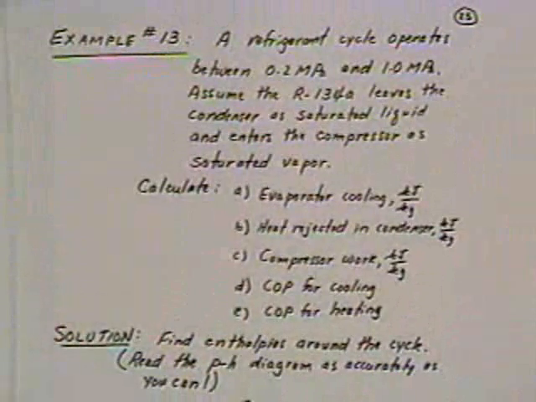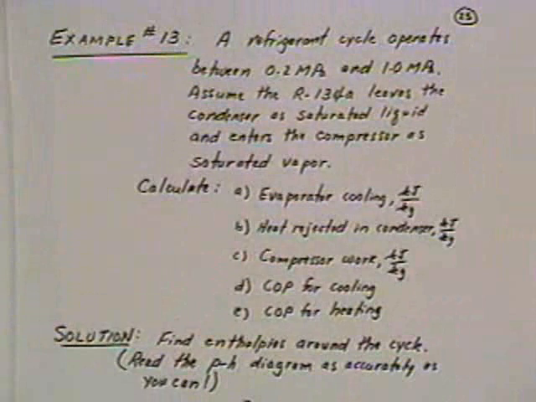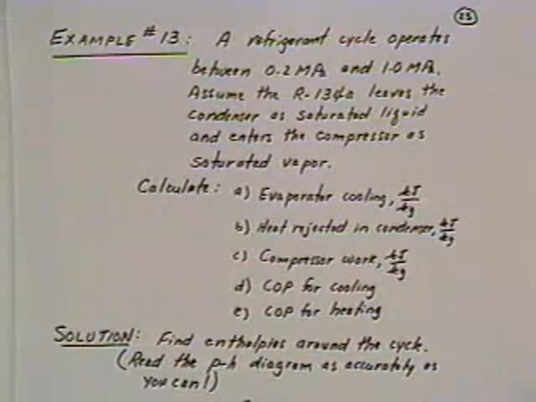Here's our cycle. We've got a refrigerant cycle that operates between 0.2 of a megapascal and 1 megapascal. We're going to assume that the refrigerant is our environmentally friendly R134A. It leaves the condenser as saturated liquid, and it enters the compressor as saturated vapor. Now, you could get some variations of this. You could end up with a cycle that would leave the condenser slightly subcooled, or it could be a situation where you'd enter the compressor as slightly superheated vapor. But the point is, you're going to be looking up all of these properties on the chart that's given for R134A.